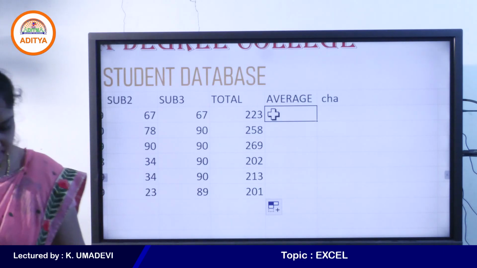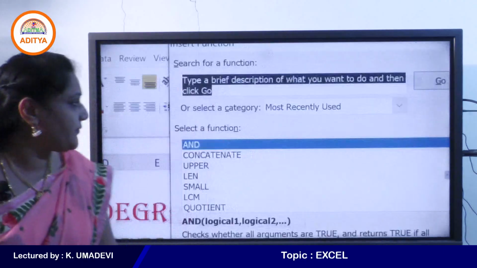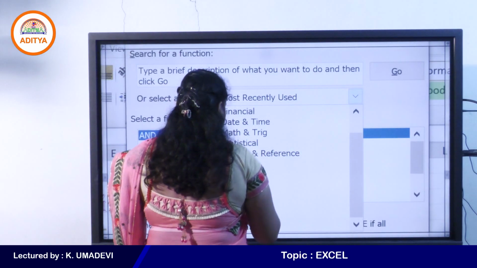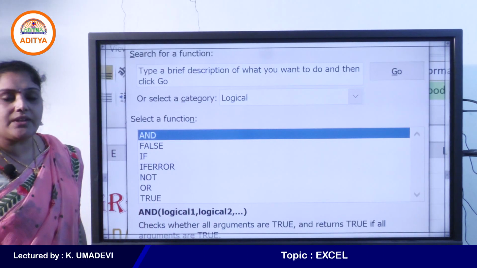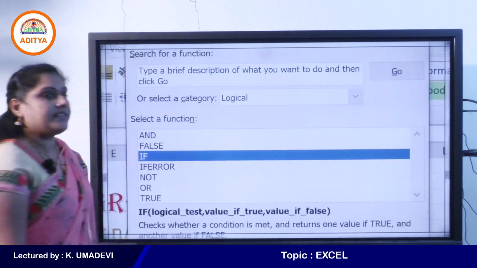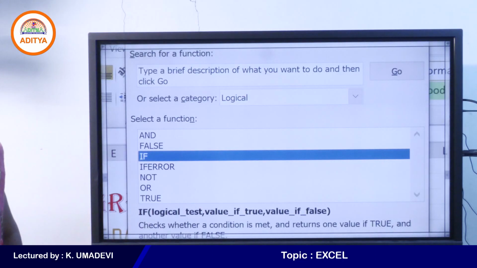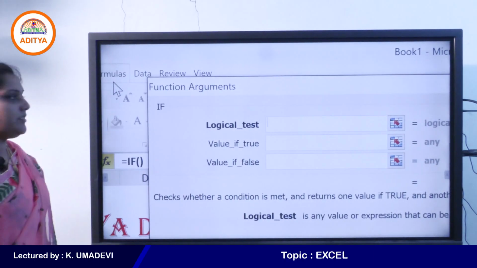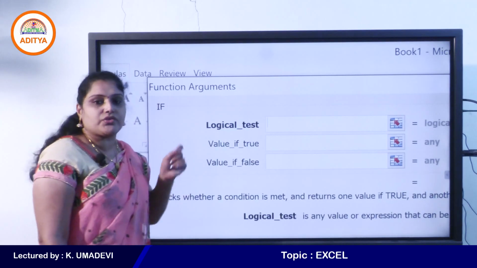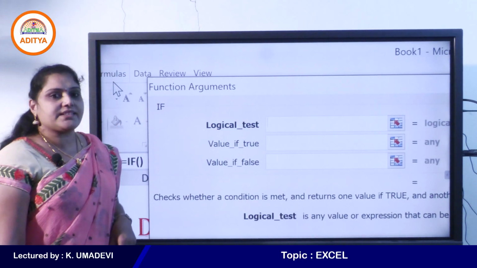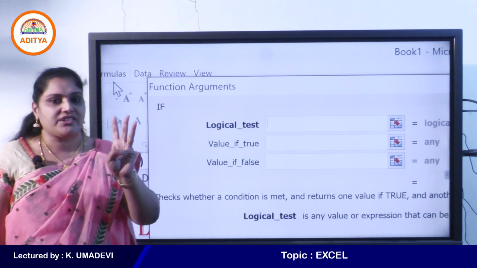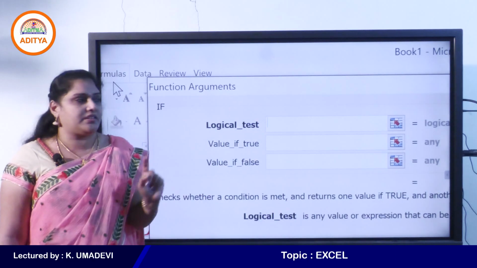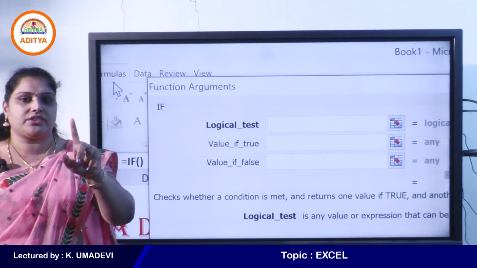Okay, now, go to insert function dialog box. Select the logical function category, select if and then click on OK. Okay, so now I will get this dialog box, that is if function arguments dialog box. As you see, if contains 3 arguments, right students? First one is logical test. So logical test is nothing but condition, as you have to enter a condition.